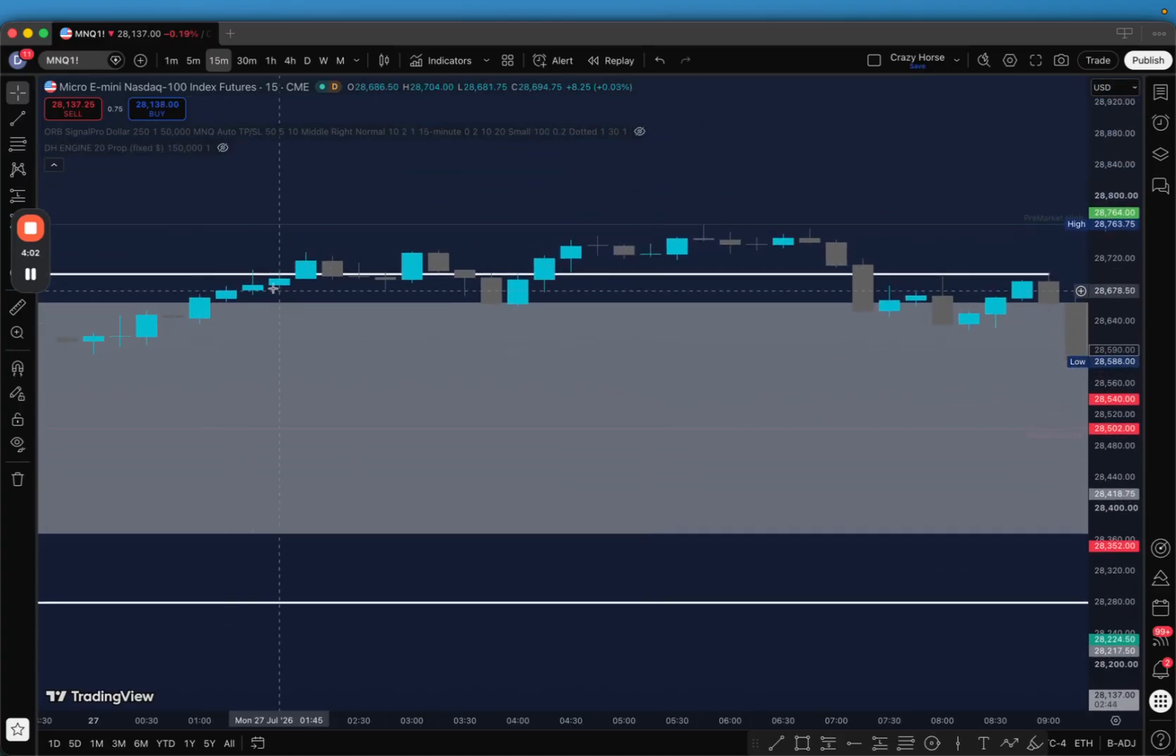We're just kind of trading right along this, what I had as my strong high area through here, and then we sell down and we kind of pushed up back into it and sold down, pushed back into it and sold down.